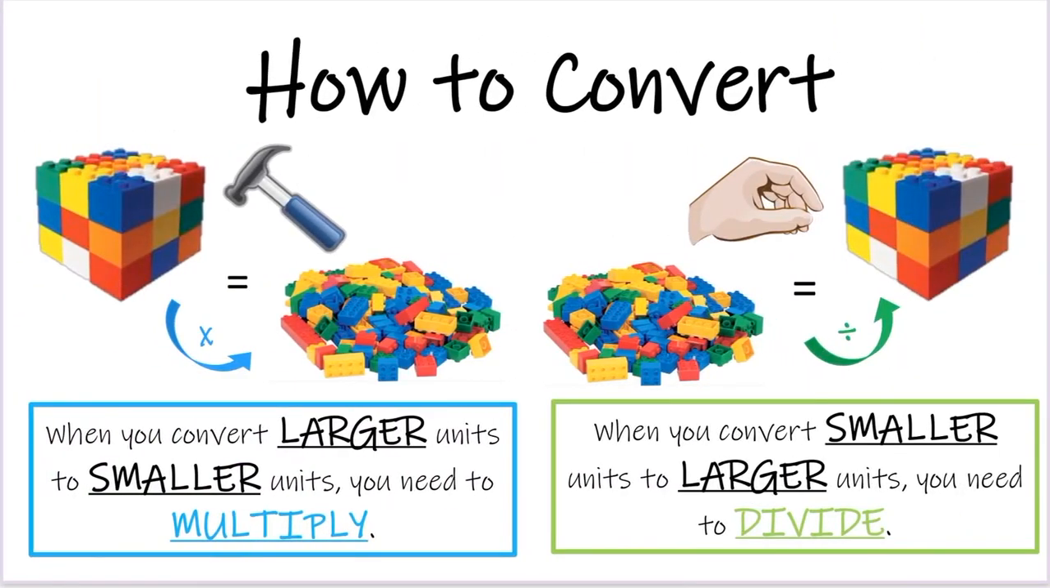I talked about this in the last lesson video. This is how I think about conversion and how to convert. Just remember that when you convert larger units to smaller units, you need to multiply. And then when you convert smaller units to larger units, you need to divide. But I always think about a block of Legos and then breaking it apart to smaller, individual units of Legos, and that's why you would multiply. So you have a lot more of those individual Legos.